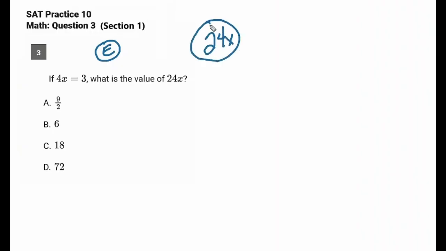Circle it. The easiest way to do this is just to do the algebra. And I say that because the Able Testing Service explanation suggests that you can do some ridiculous thing. Don't do that. Just do this. What's x when you divide both sides by 4? It's 3/4. So now you're just going to say 24 times 3/4.